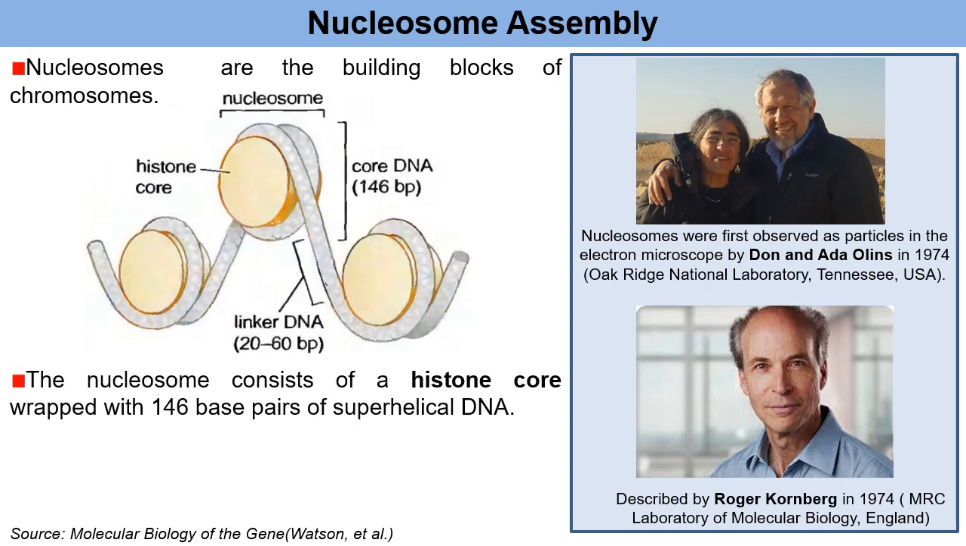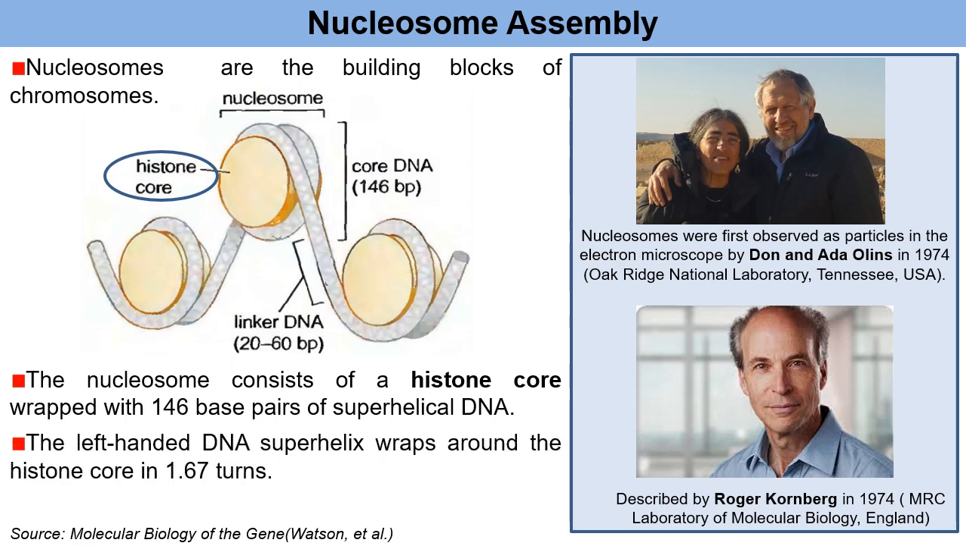Kornberg described that the nucleosome consisted of histones and a 200 base pair segment of DNA. The crystal structure of the nucleosome was later deduced, and it was found that the nucleosome consisted of a histone core wrapped with 146 base pairs of superhelical DNA. Additionally, the left-handed DNA superhelix wraps around the histone core in 1.67 turns. The histone H1 binds to the linker DNA and plays a very important role in DNA packaging.